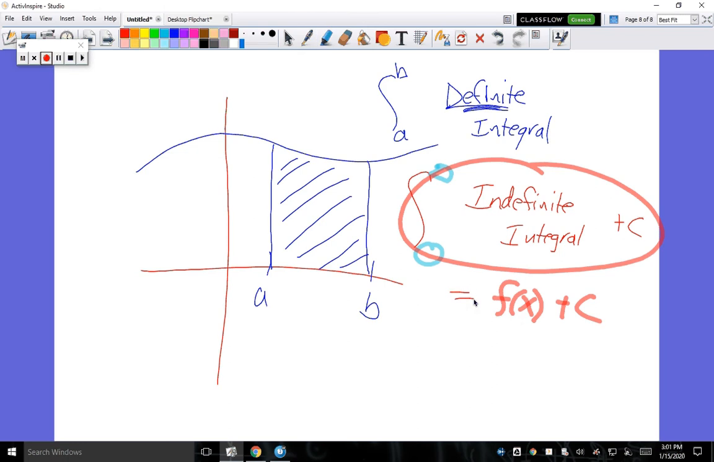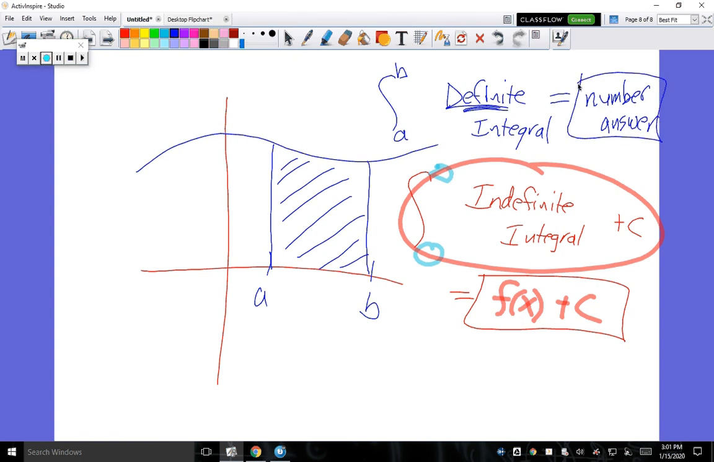This gives you some kind of function plus a constant. Where this one just gives you what? Not a point, but an exact area, a numeric answer, like a number. Does a number answer have a variable x in it? Nope. It's a number. But this is an equation.